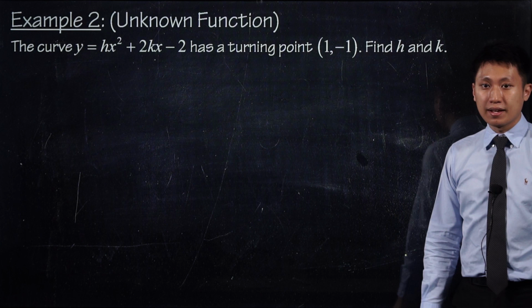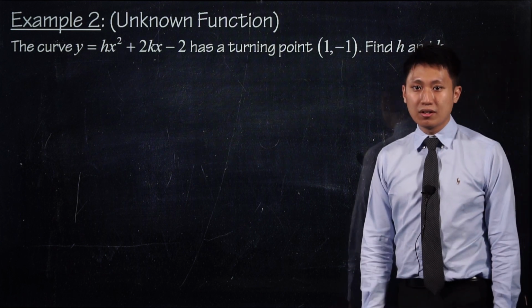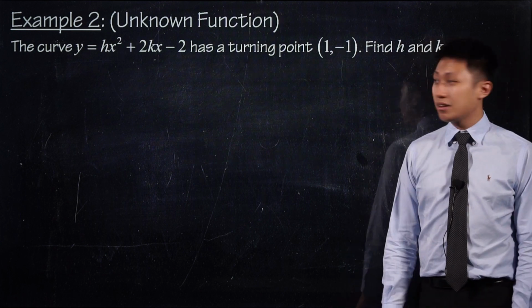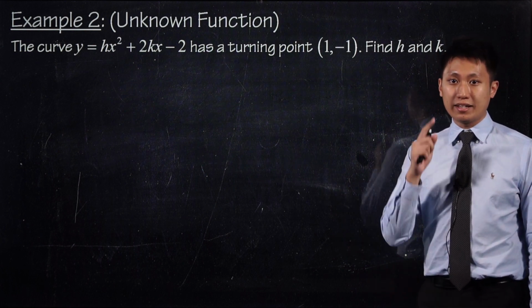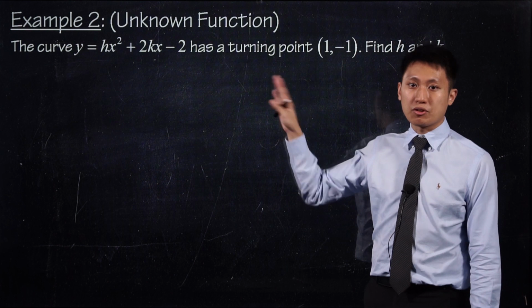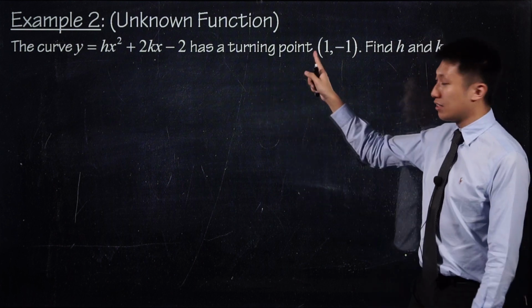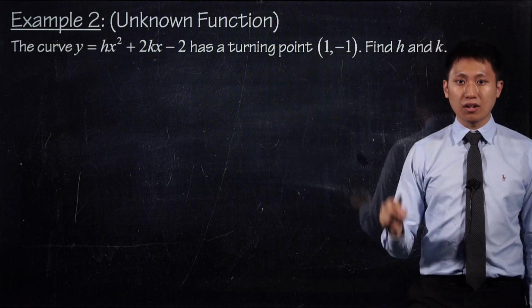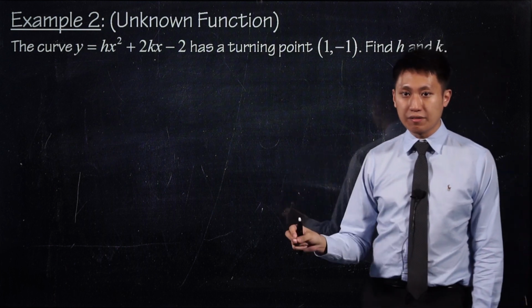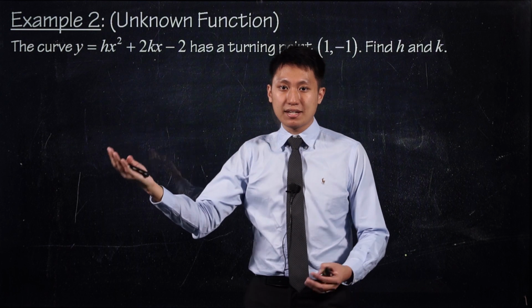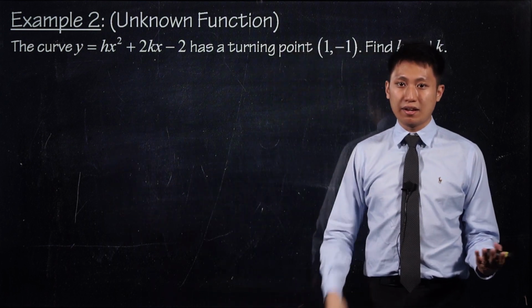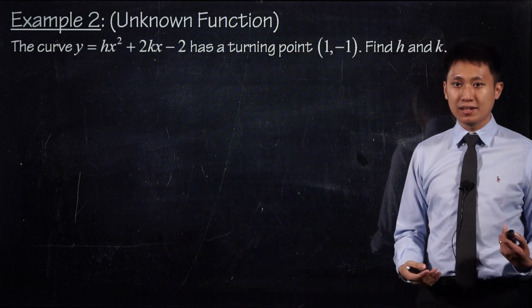Find h and k. Alright? So now, two things you need to remember. Turning point is when dy/dx is equal to 0. And the second one, hidden in this question, is telling you that the turning point is a point on the graph, or on the curve itself. So it means that you substitute this point into here, and the left hand side must equal the right hand side. If I give you these hints, can you try to do it?